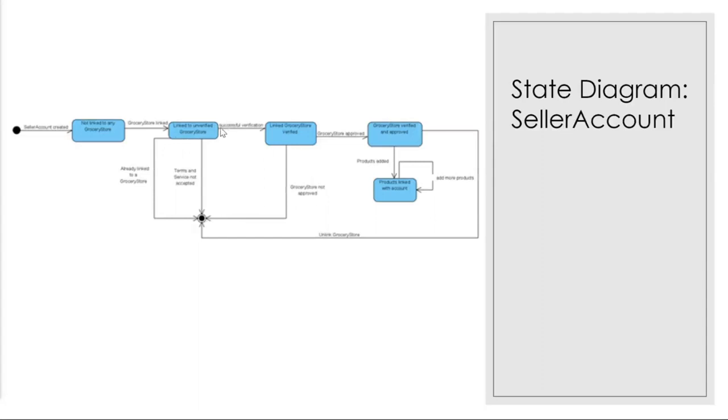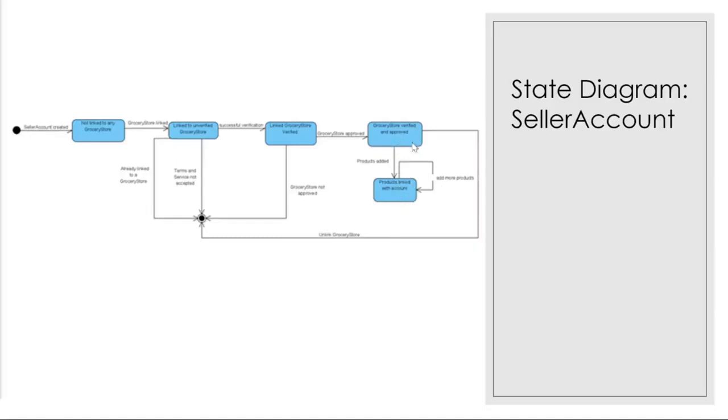Then once it's successfully verified, the seller account will be linked to a grocery store and verified. And it's verified, and it still needs to be approved. So if it's not approved, the seller account will be deleted. If it is approved, the grocery store is verified and approved, and the seller account is okay to add products. So once it adds products, the products are linked to a seller account, and then they can keep adding more products as needed.